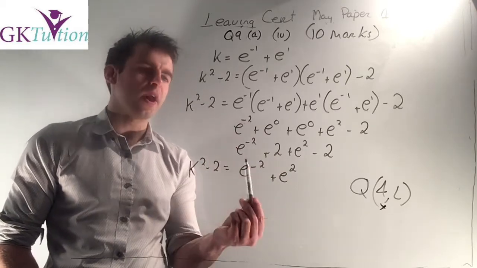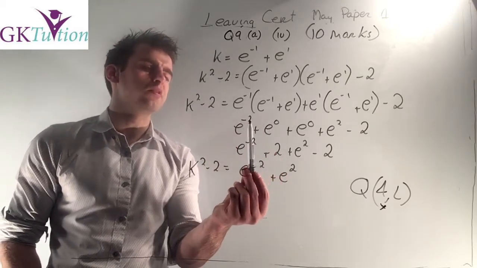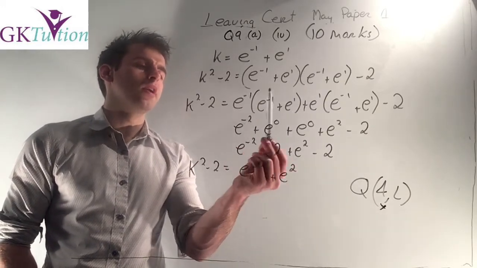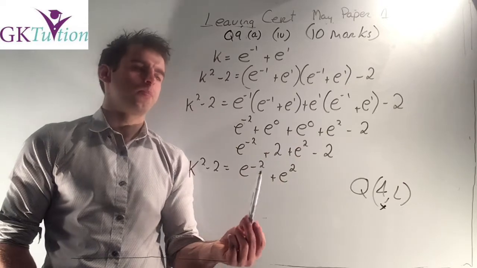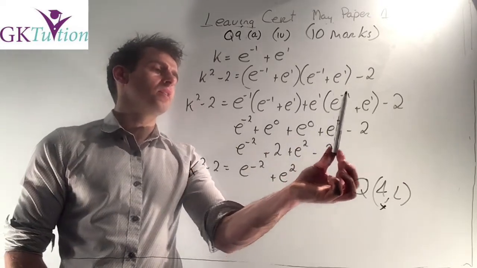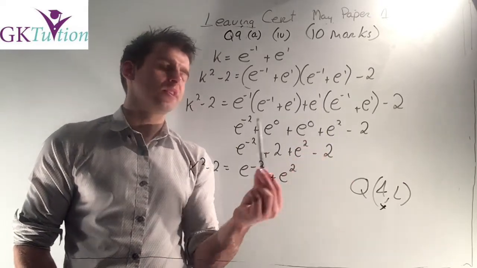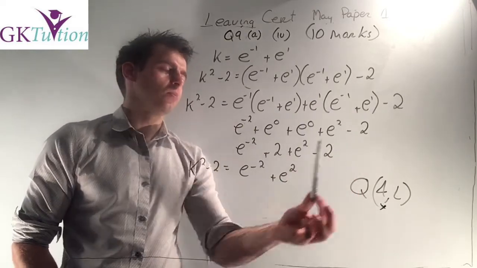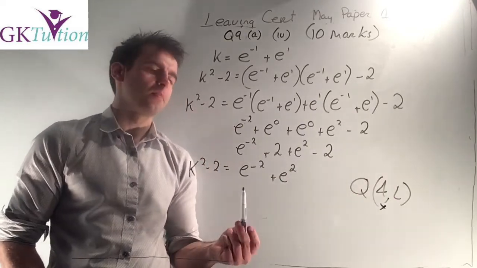We're just going to add the powers. Minus 1 and minus 1 gives me minus 2. Then e to the minus 1 by e to the power of 1, minus 1 plus 1 is 0. Then e to the 1 by e to the minus 1, 1 minus 1 is 0. e to the 1 by e to the 1 is just e to the 2. And then I've got a minus 2 at the end.